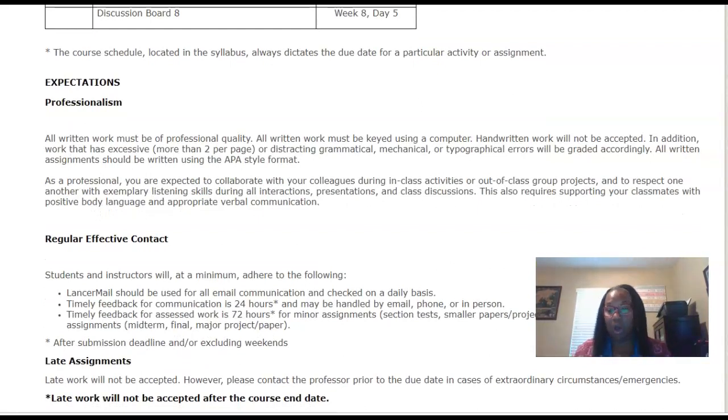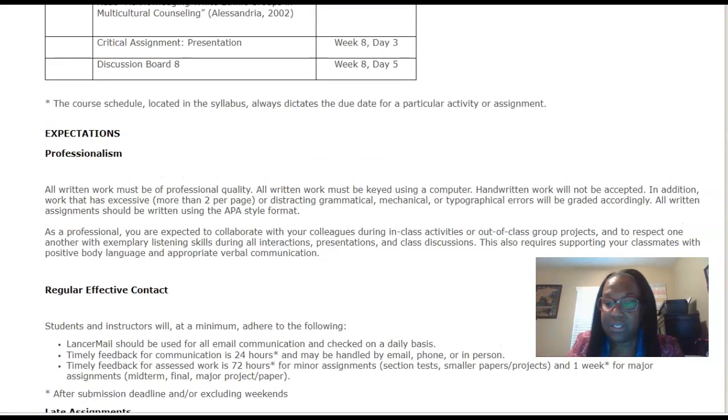The expectation is that it will always be your own written work, not anyone else's. If you are citing or using sources, make sure that you cite them correctly with APA format. You are expected to collaborate with your colleagues during this class, even though it is not in person. So those online discussions are very, very important, and make sure that you are responding to keep that engagement and interaction throughout.